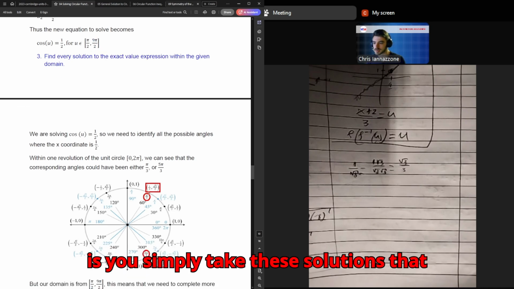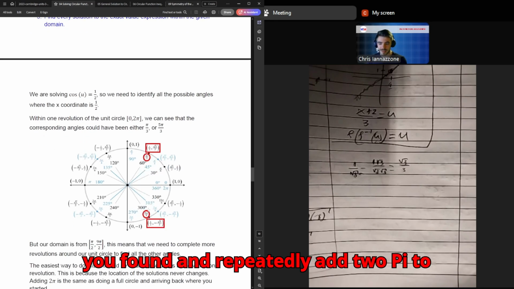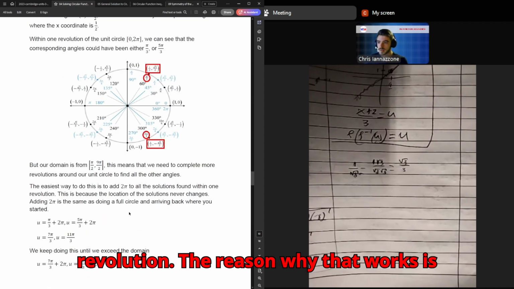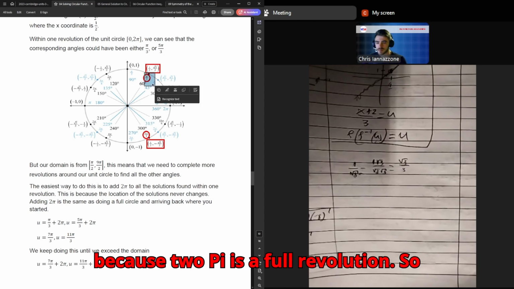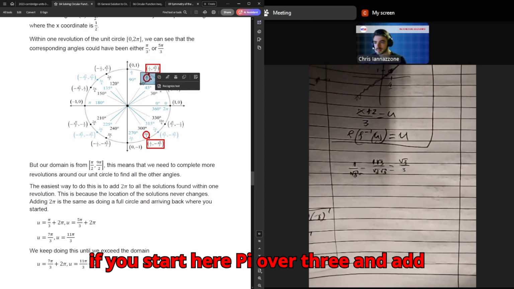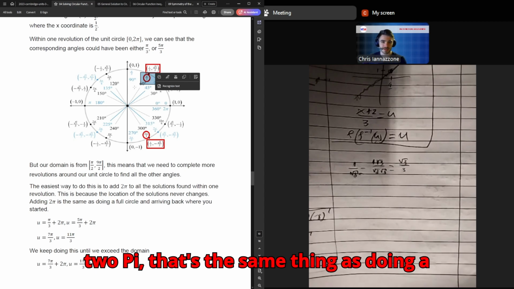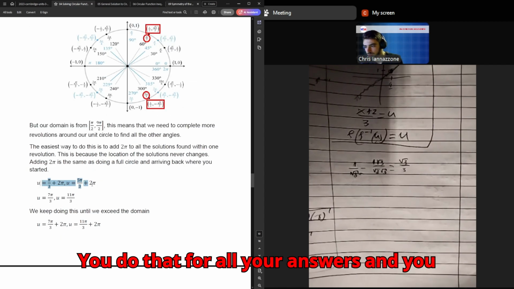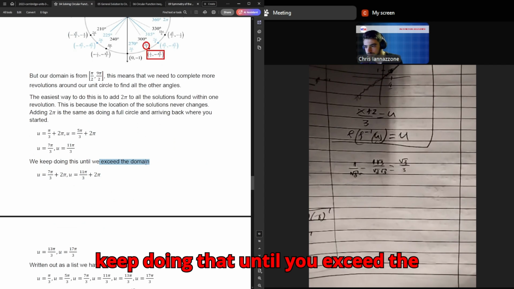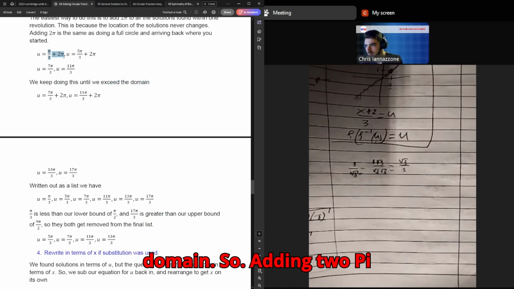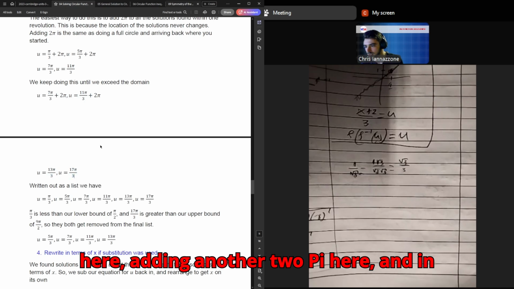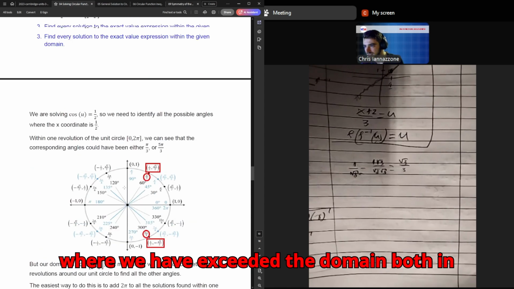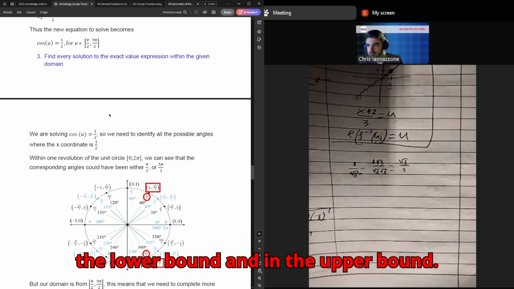The way that works is you simply take these solutions that you found and repeatedly add 2 pi to them to get the next solution on the next revolution. The reason why that works is because 2 pi is a full revolution. So if you start here, pi over 3, and add 2 pi, that's the same thing as doing a full revolution starting from 2 pi. You do that for all of your answers, and you keep doing that until you exceed the domain. So adding 2 pi here, adding another 2 pi here, and in this case we have our full list of values where we have exceeded the domain, both in the lower bound and in the upper bound.